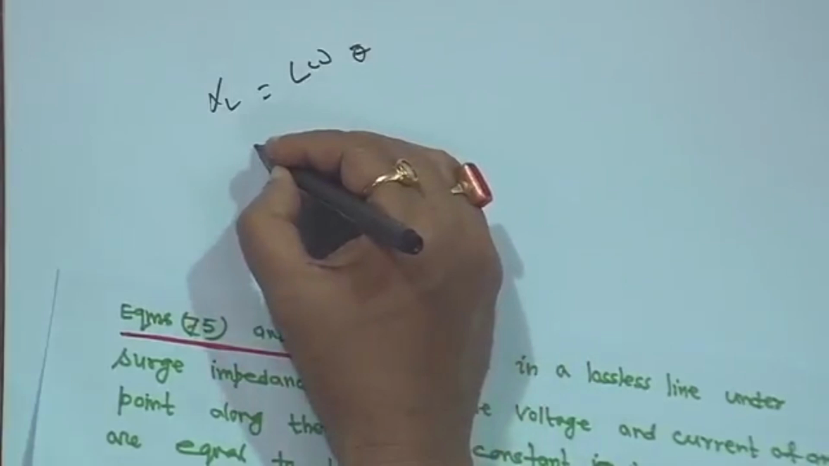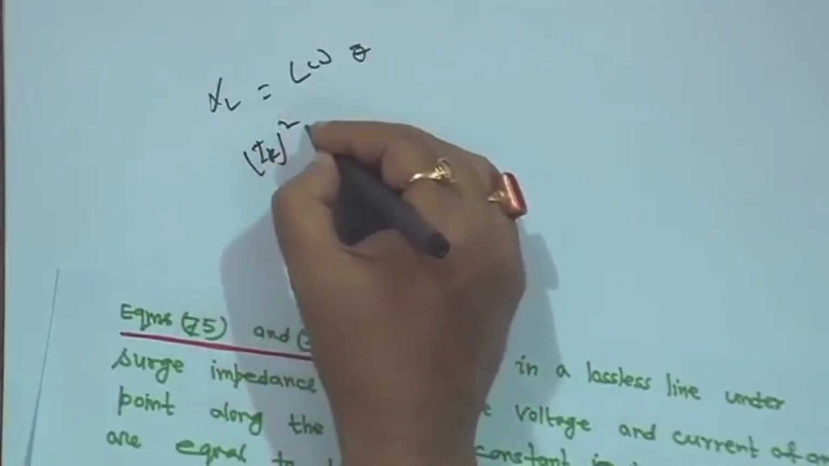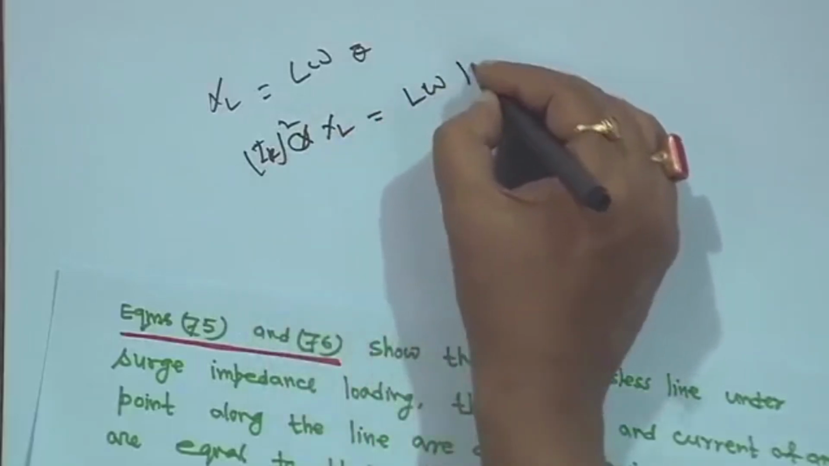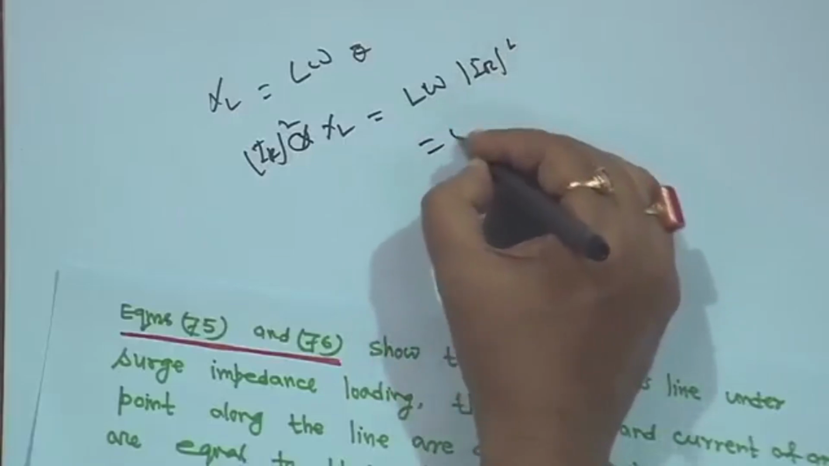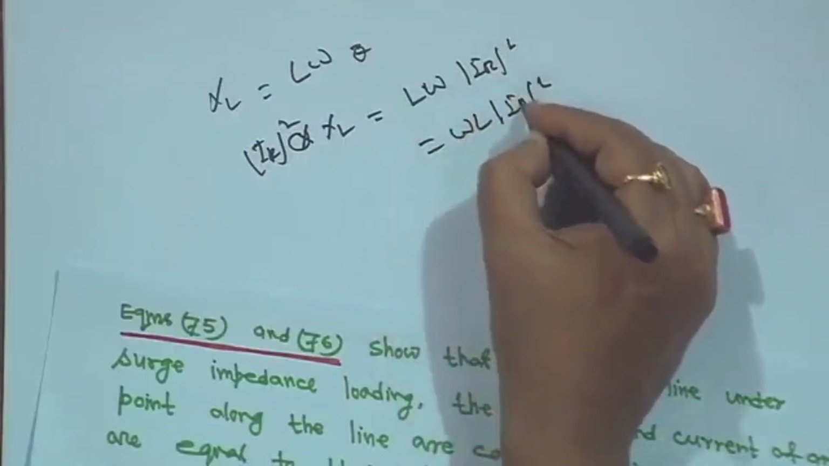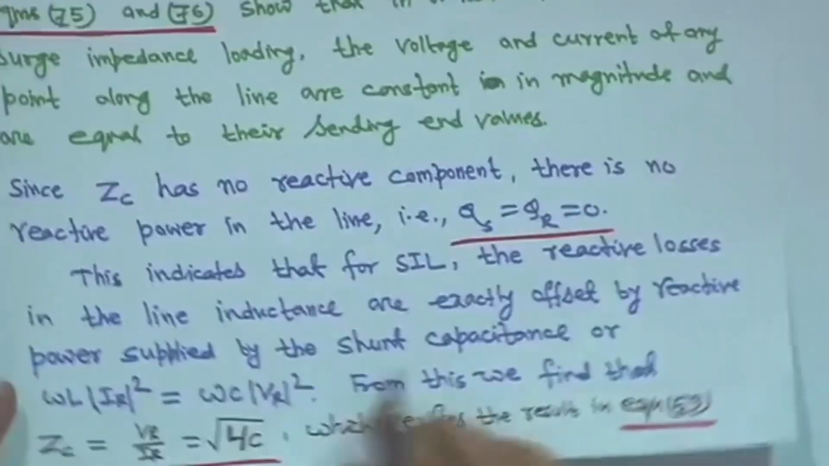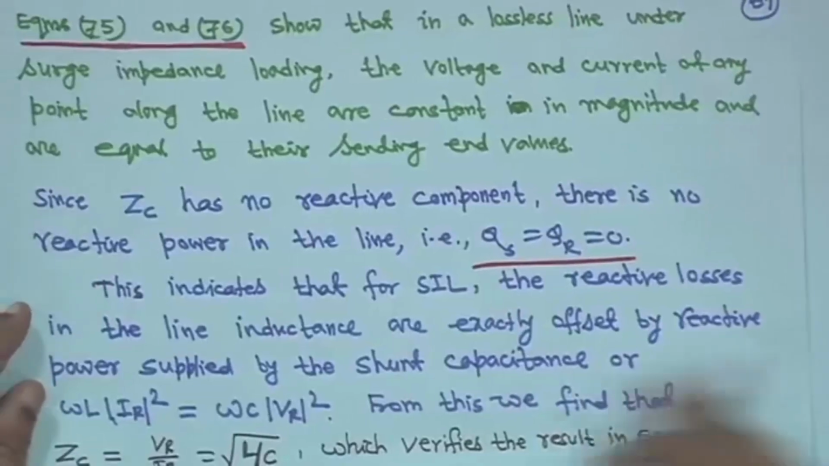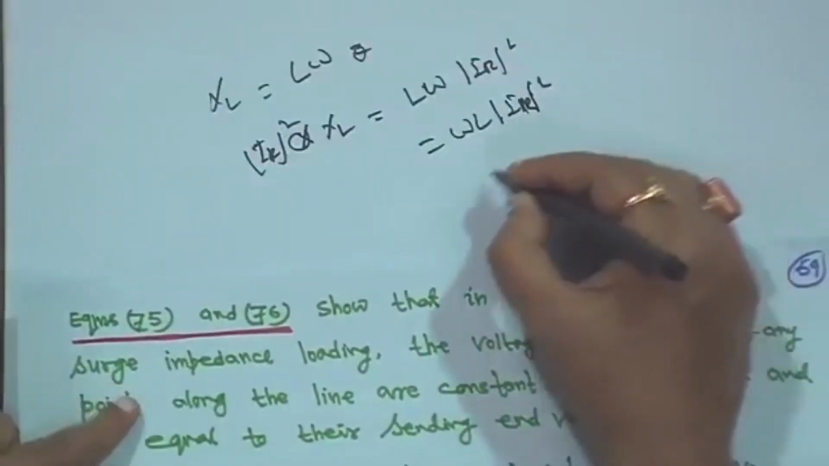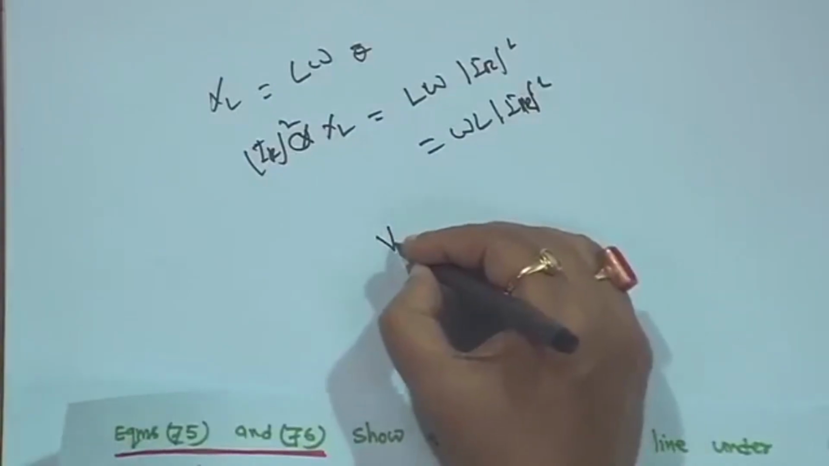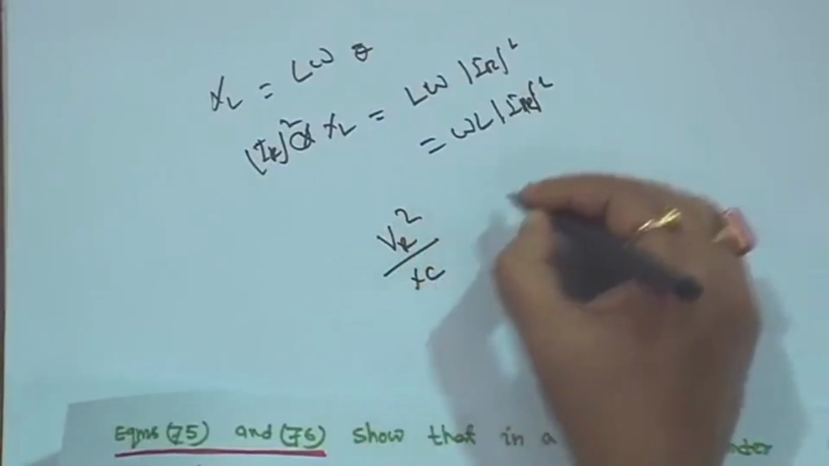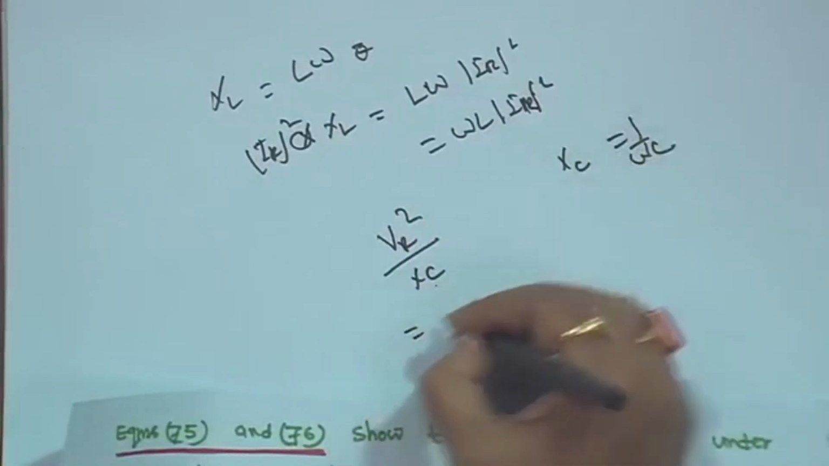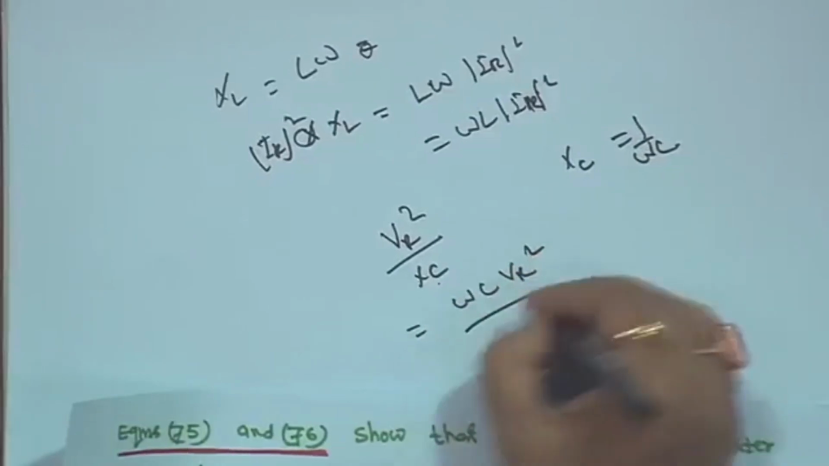That means I R square into I R square X L is equal to L omega I R square. So that way we are writing omega L I R square, and the charging admittance is omega C V R square. In that case, the reactive power supplied by the charging admittance is V R square by X C, and you know X C is equal to 1 upon omega C. So you substitute here, you will get omega C V R square.